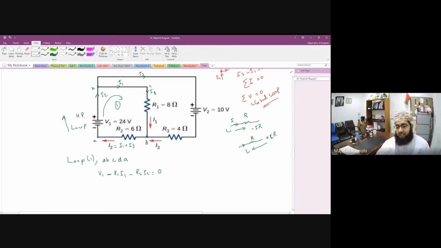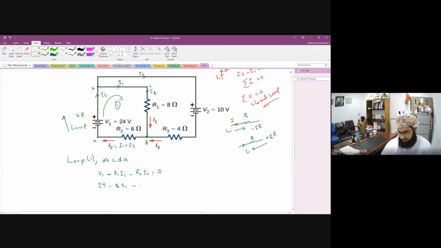If you make your second equation, because that is the first one here, I2 equals I1 plus I2. Then you can just plug in numbers. So we know V1 is 24 minus R1, which is just 8, I1 is unknown.